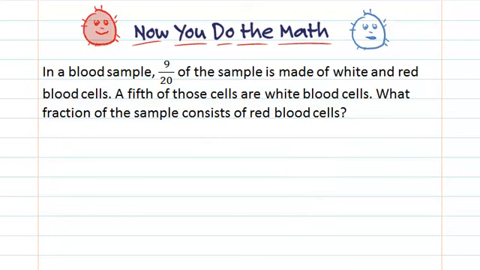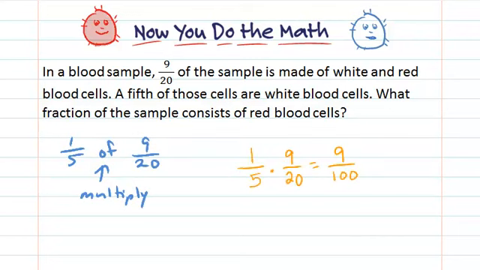And here are the solutions. We have 1 divided by 5 of 9 divided by 20, which equals 9 divided by 100. So we have 9 divided by 100 of the sample consists of red blood cells.